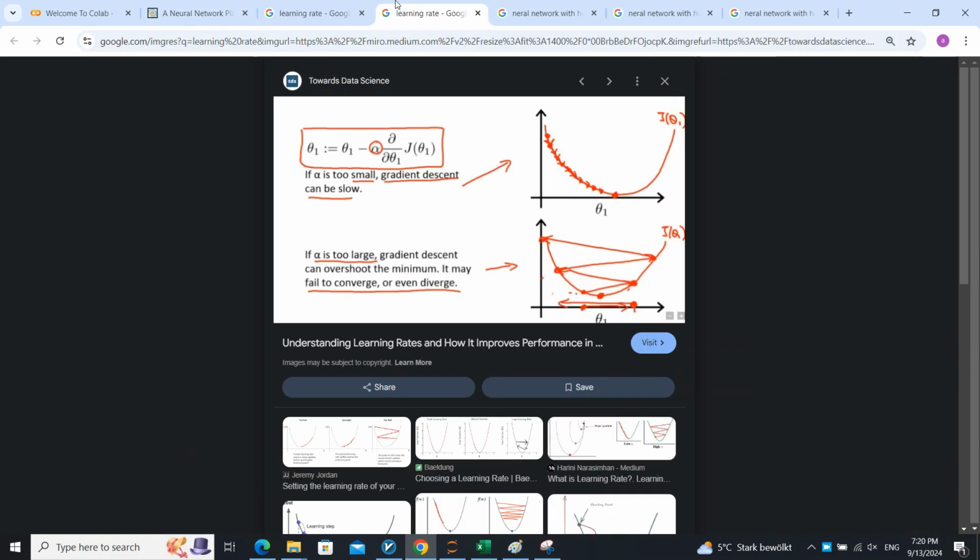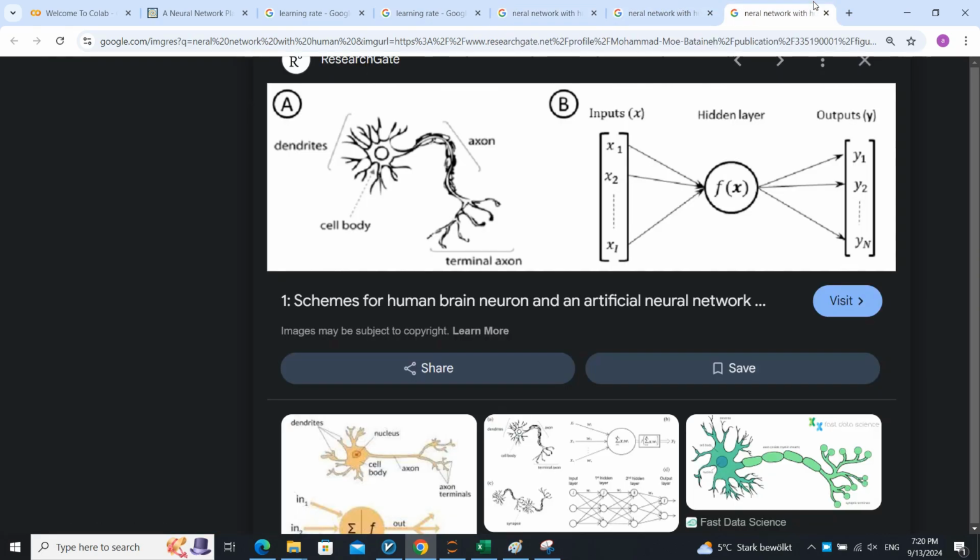In the next lesson, we are going to go back to our lab and try to write some lines of code. Have a good day.